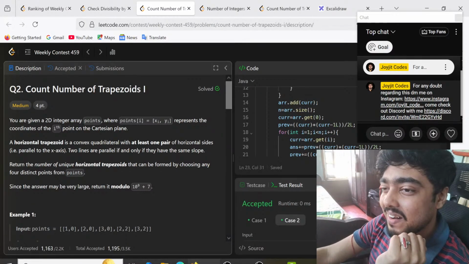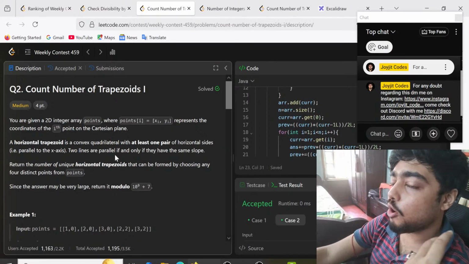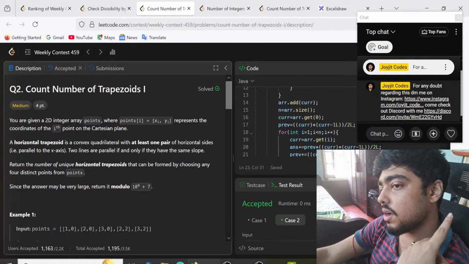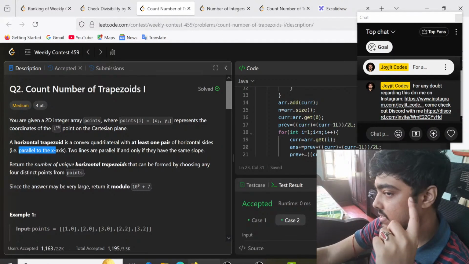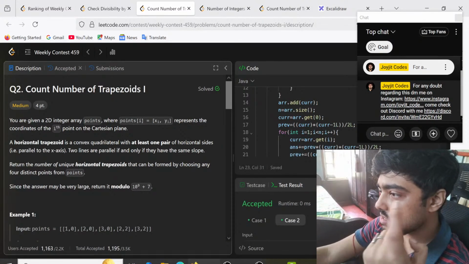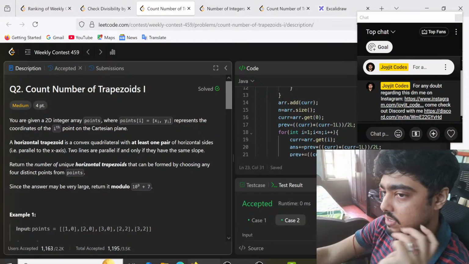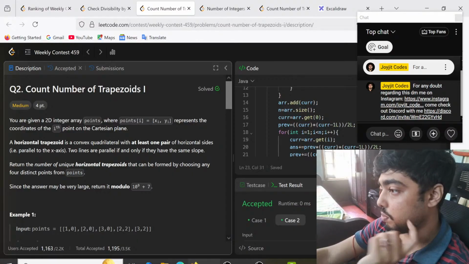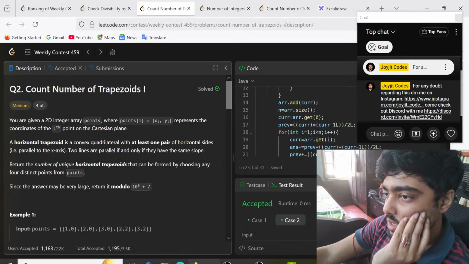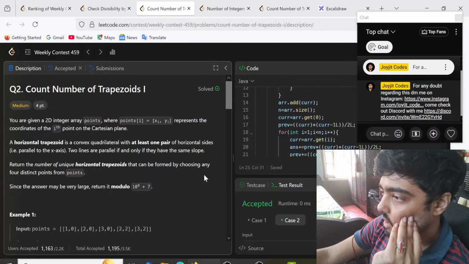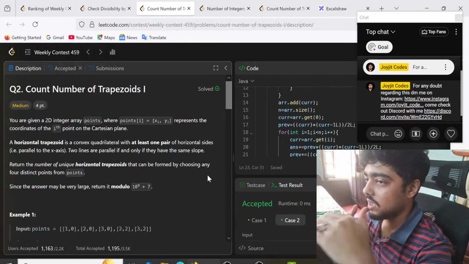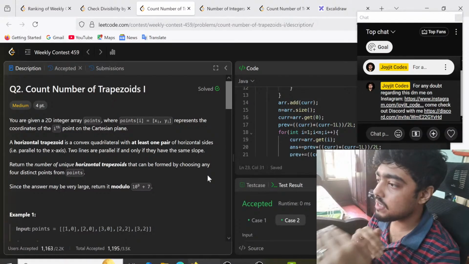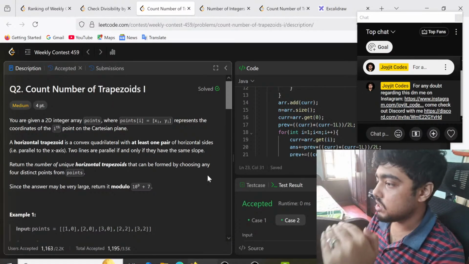Okay, so a horizontal trapezoid is nothing but a convex quadrilateral with at least one pair of horizontal sides, and they are parallel to the x-axis. Okay, what do I mean by horizontal sides? That is, they are parallel to the x-axis. And two lines are parallel if and only if they have the same slope. Okay, so there is one pair of horizontal sides, and obviously they are parallel. Because if two sides are parallel to the x-axis, they are also parallel to each other, right?